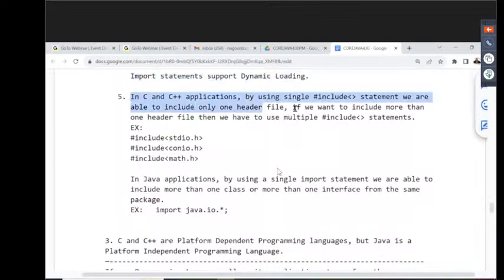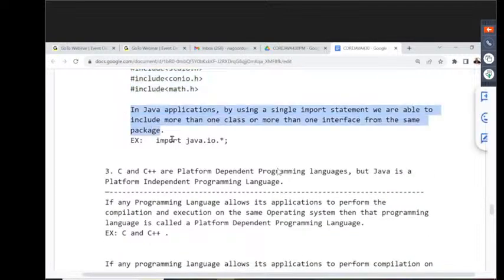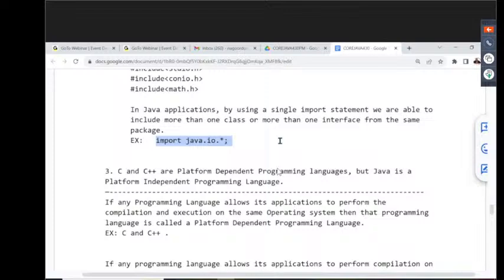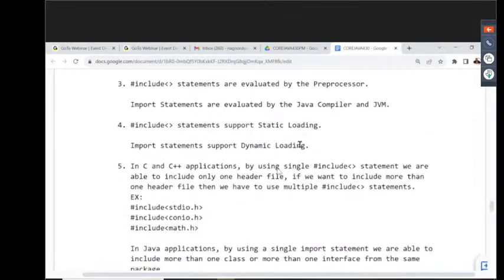In C and C++ applications, by using a single hash include statement, we are able to include only one header file. If you want to include more than one header file, then we have to use multiple hash include statements: hash include stdio.h, hash include conio.h, hash include math.h. Like this we are able to provide. In Java applications, by using a single import statement, we are able to include more than one class or more than one interface from the same package. import java.io.*; semicolon, that we are able to write clearly. Right, so this is the total awareness we can understand now.